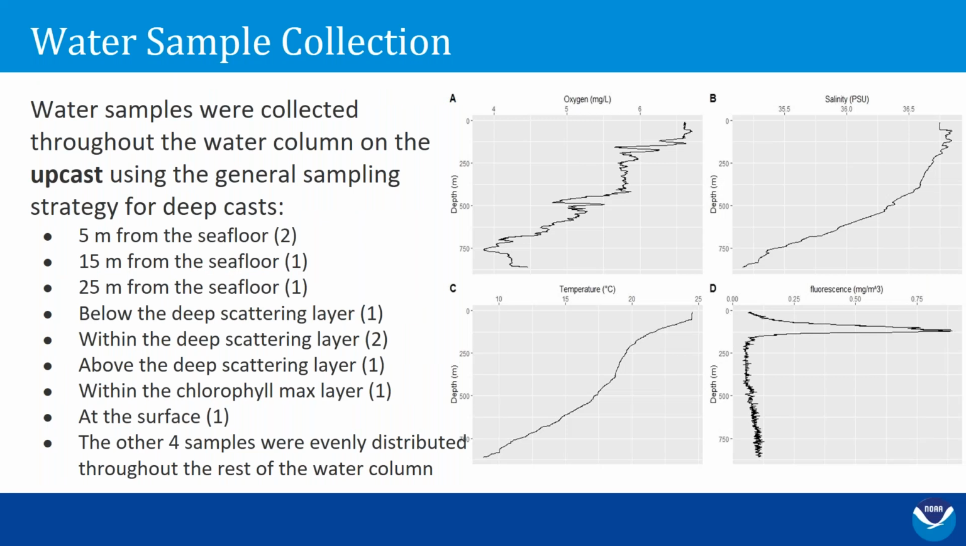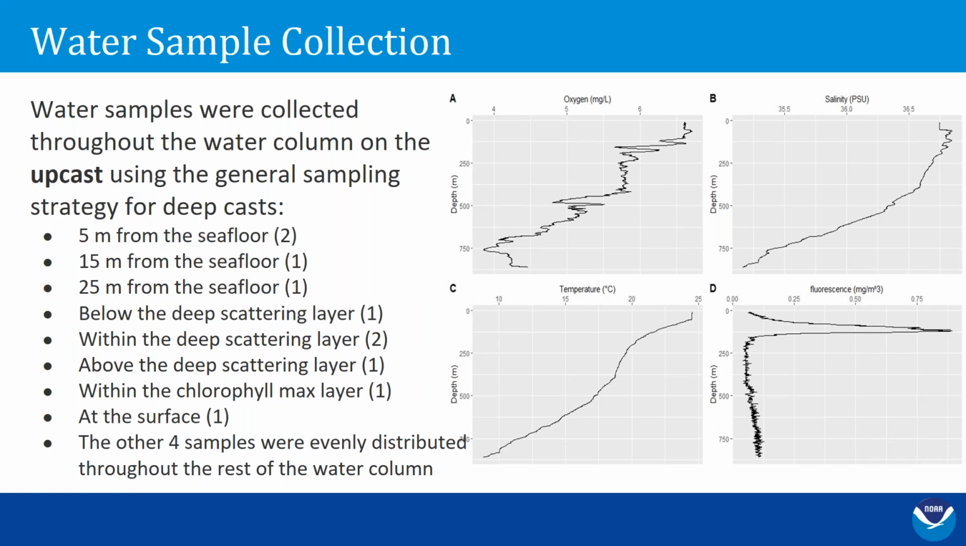These samples were collected such that they were spaced throughout the water column on the upcast. So we collected samples on the seafloor, just above the seafloor, 25 meters up, so going up in 10-meter steps. We then made sure we targeted samples just below the deep scattering layer, within the deep scattering layer, and just above it, and then at the chlorophyll max and at the surface, spacing any additional available Niskin bottles throughout the rest of the water column.